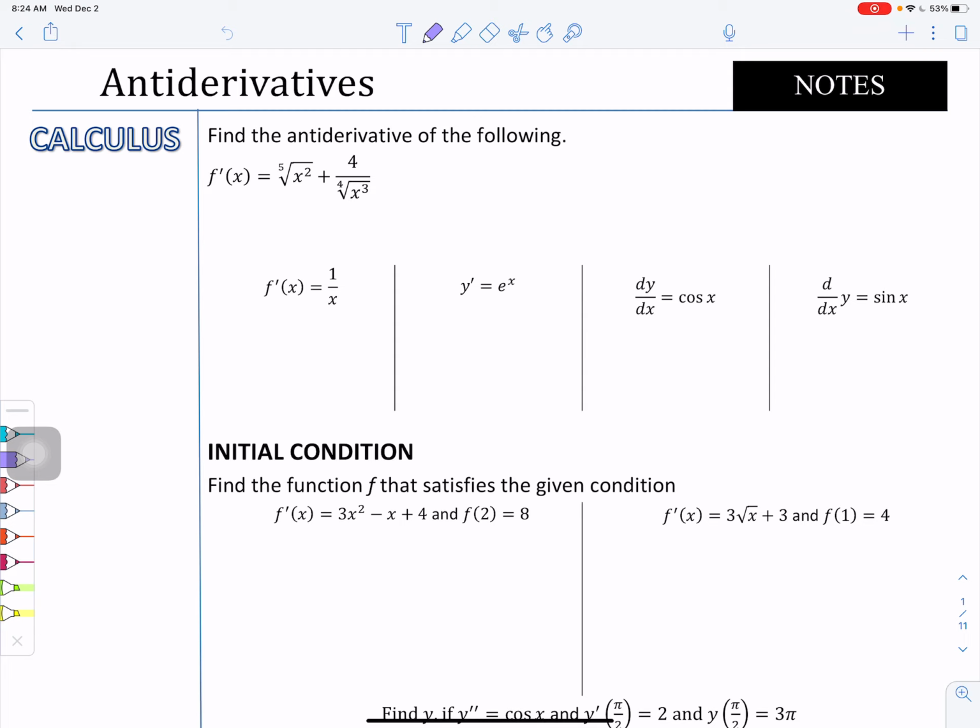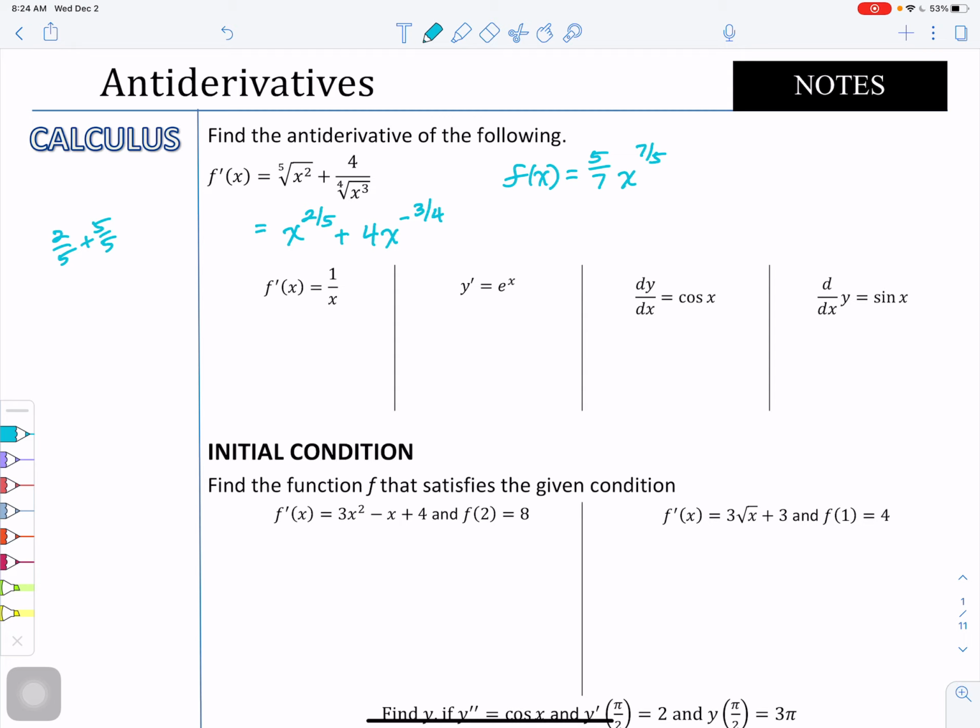Now, in order to do that, sometimes it's easier to rewrite the given derivative. So this derivative can be written as x to the 2/5, remember power over root, plus 4x to the negative 3/4 power. Now it makes finding f of x a little bit easier. I'm going to leave a little space, and I'm going to add 1 to 2/5. And as you can see, I get 7/5. And then I'm going to divide. So we add 1 and divide.